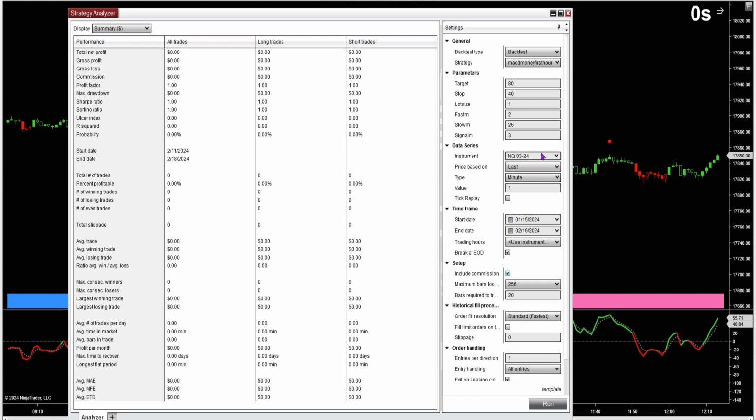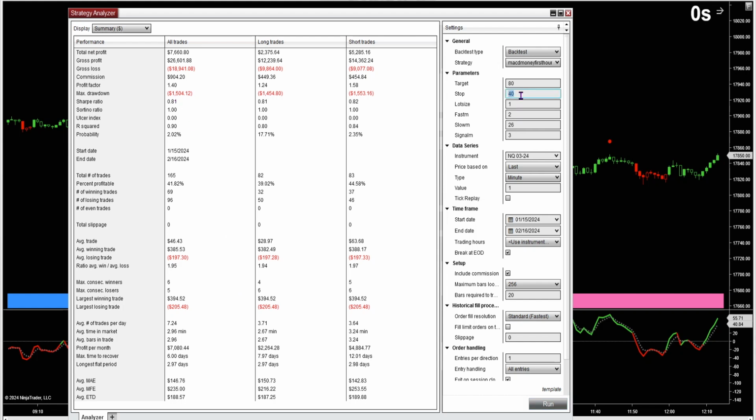I'm testing the NASDAQ 1-minute chart, doing the last 4 weeks, January 15 to February 16. Commissions are included. So after commissions, trading 1 hour a day for the last 4 weeks, it generated $7,600. Only 41% profitable, but since we've got the 2-to-1 risk reward ratio, we can get away with the 41%. Drawdown, not too bad, 1,500.